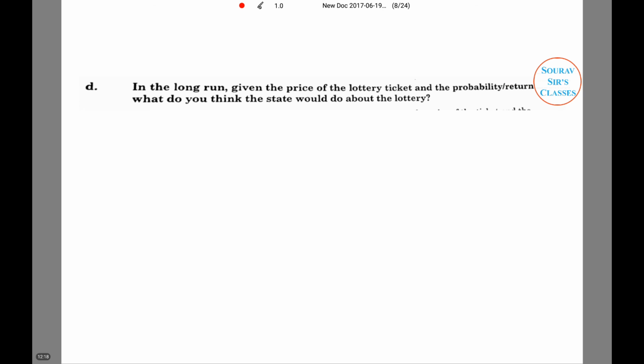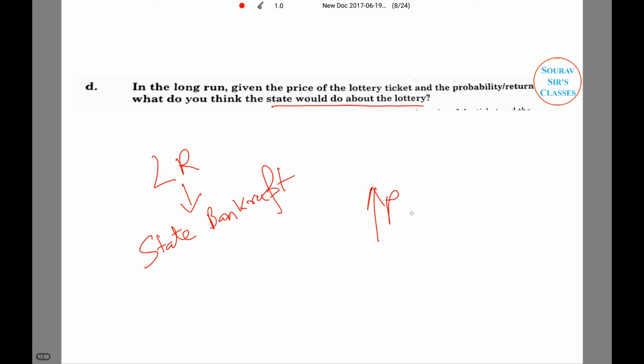Now finally, we analyze the situation in the long run, whether given the price of the lottery ticket and the probability returns in the original question, the state would continue with the lottery or not. In the long run, the state would be bankrupt. This is because, given the price of the ticket and the probabilities, the lottery is a money loser. The state must either raise the price of a ticket or lower the probability of positive payoffs.